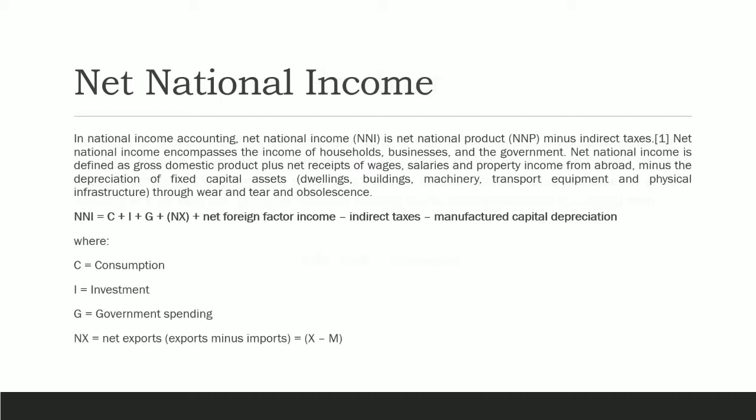NNI equals C plus I plus G plus NX plus net foreign factor income minus indirect tax minus manufactured capital depreciation, where C is consumption, I is investment, G is government spending, and NX is net export, imports minus exports, X minus M.